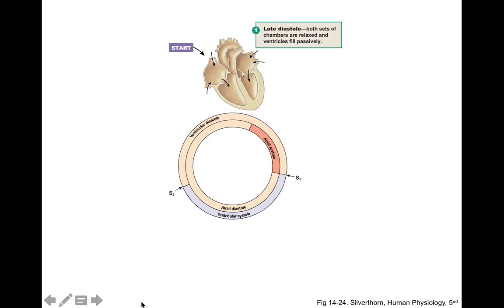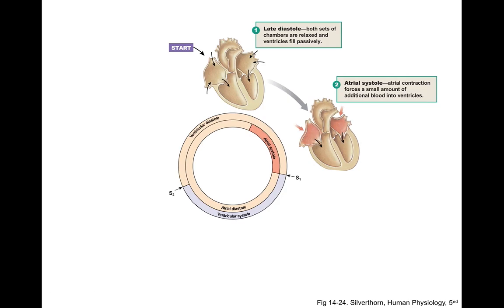Now let's go through a complete cardiac cycle and we'll see exactly what's occurring during a full circuit. So we'll start at the very beginning. This is when the heart is completely relaxed. Both the atria and the ventricles are in diastole, which means both atria and the ventricles are relaxed. So both chambers are relaxed and the ventricles are filling. So blood is rushing through the veins into both atria, and then blood is going from the atria passively into the ventricles. So this is all a passive process. Blood is rushing through into the ventricles.